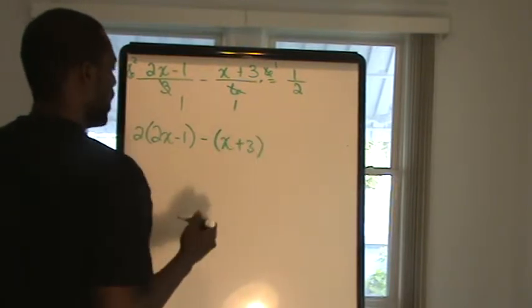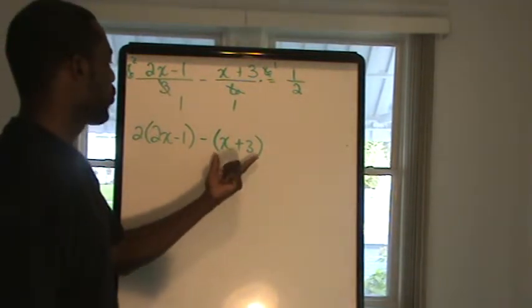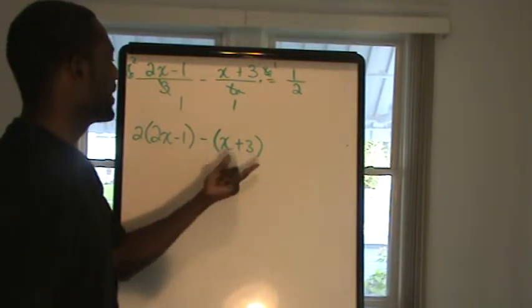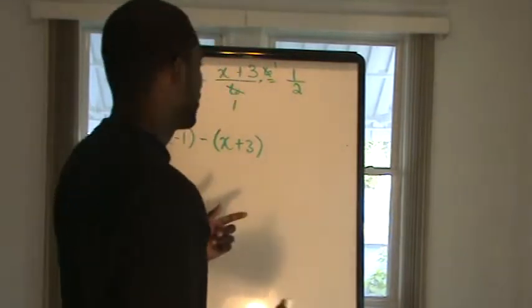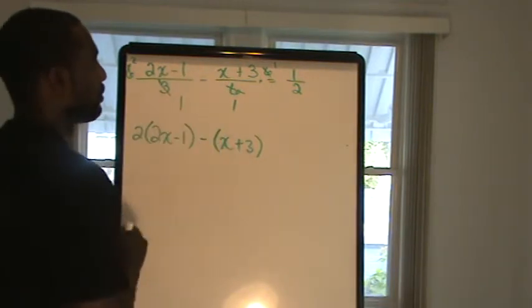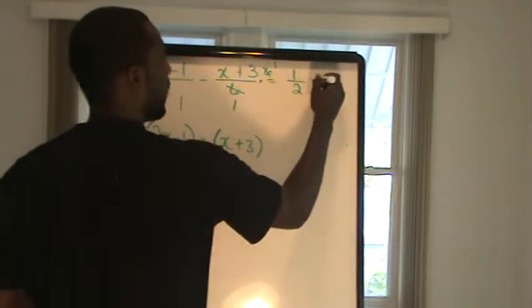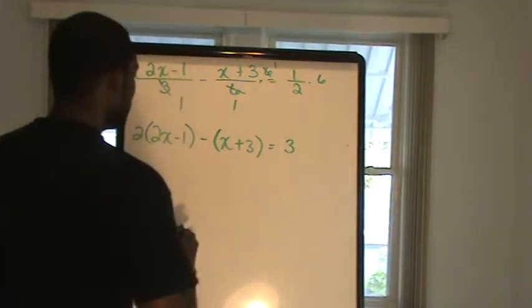Now notice the parentheses here are extremely important. Had I just written minus x plus 3 without the parentheses, we would be incorrect. So you've got to make sure that you compensate for the parentheses when you have more than one term here. If I multiply 1/2 by 6, well, everybody knows that half of 6 is actually 3.